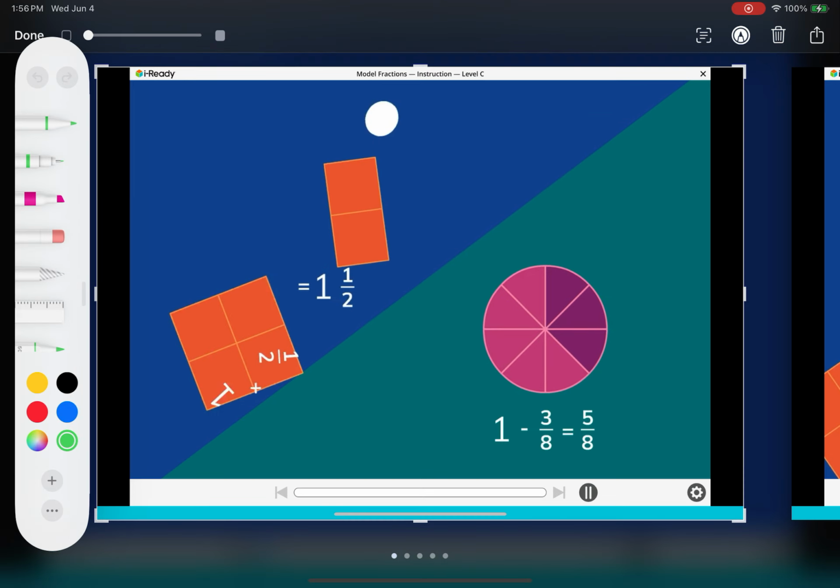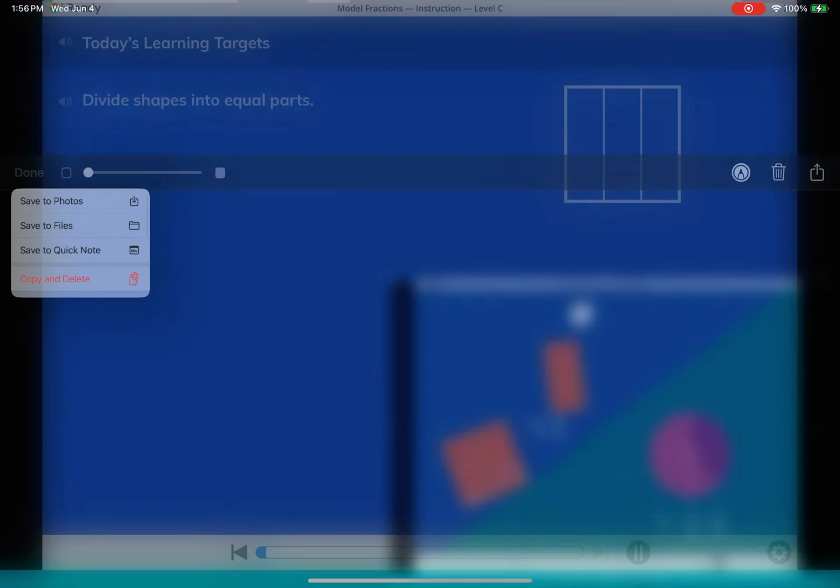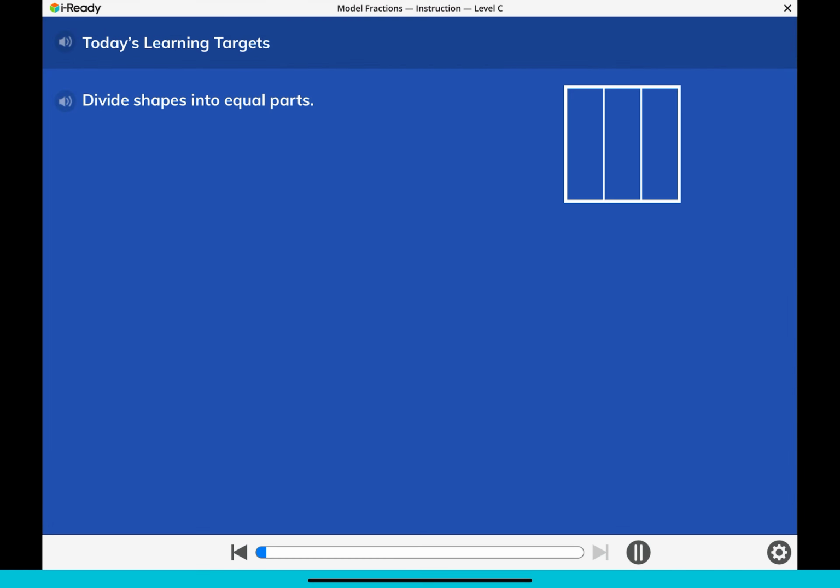Here are today's learning targets. Divide shapes into equal parts. Shade models to show fractions. Write fractions represented by a model.